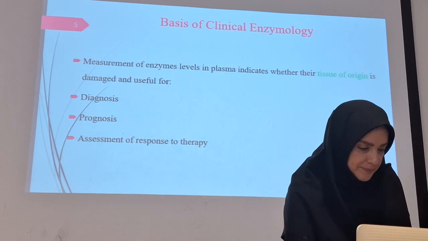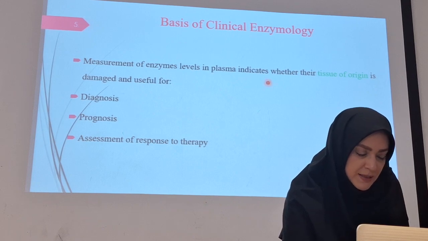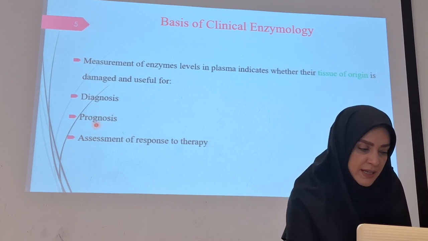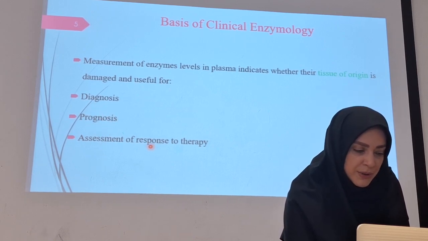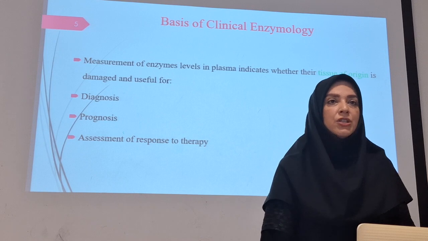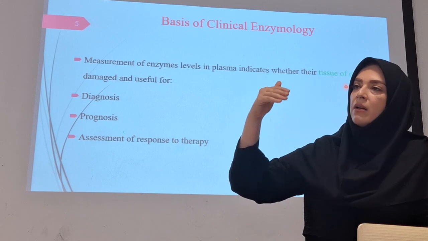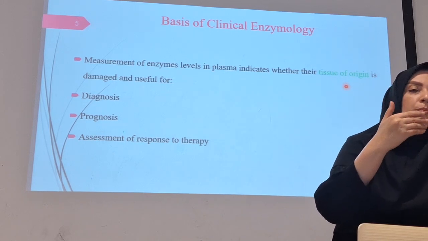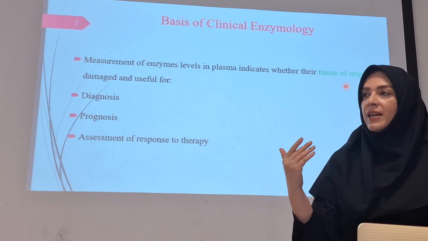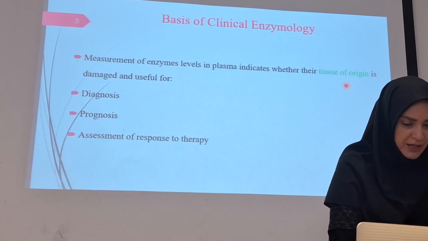As I mentioned, measurement of enzyme level in plasma indicates the tissue of origin of the damage for diagnosis, prognosis, and assessment of the response to therapy. It means that we can determine the tissue of origin because I know, for example, that a certain tissue produces alkaline phosphatase. Heart tissue produces creatine kinase. Because they have a specific distribution, you can guess which tissue is damaged according to the alteration in enzyme concentration.